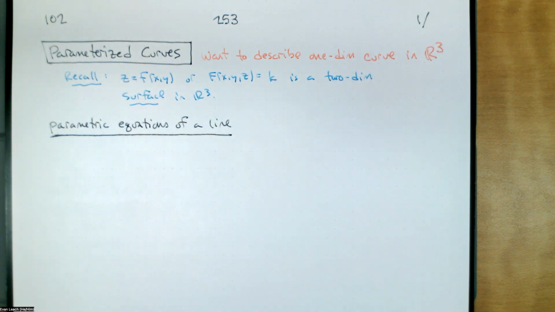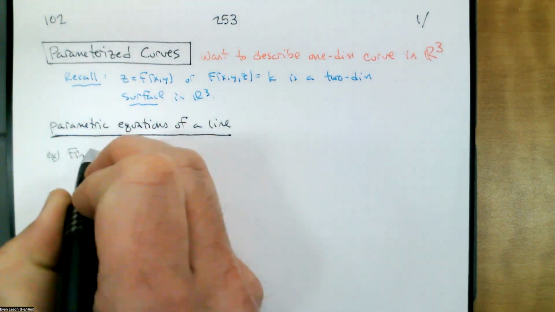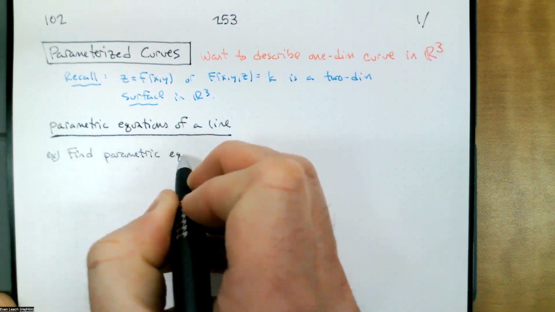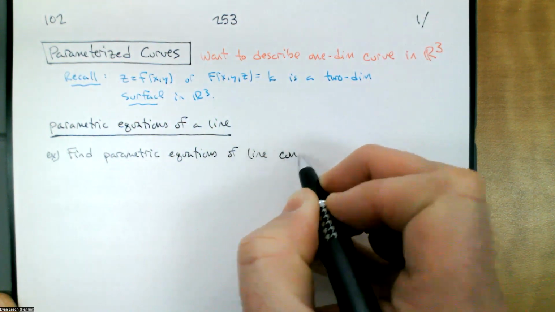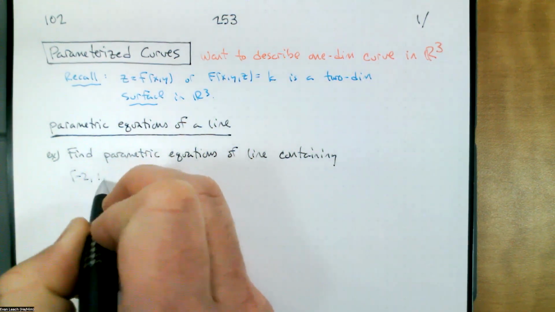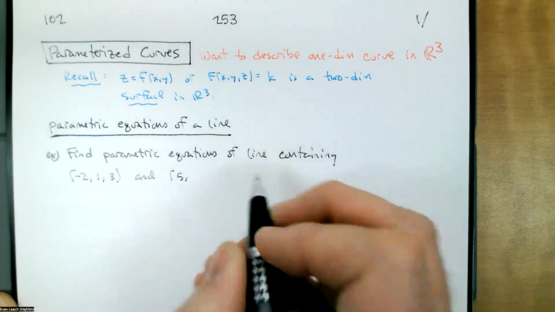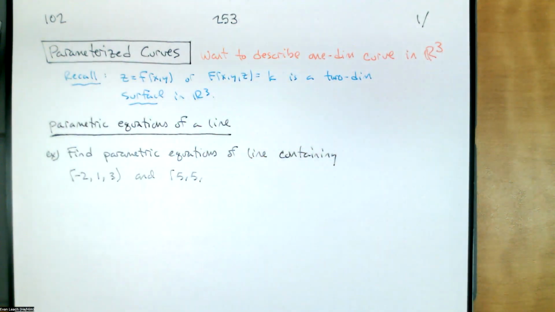So let's write the parametric equations of a line. All we need is 2 points. And we're just going to use an example. Find parametric equations of the line containing -2, 1, 3, and 5, 7, -1.